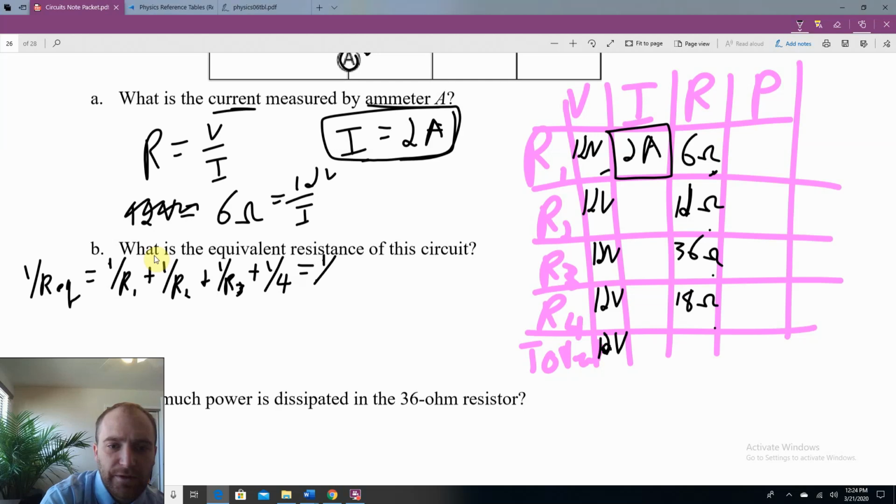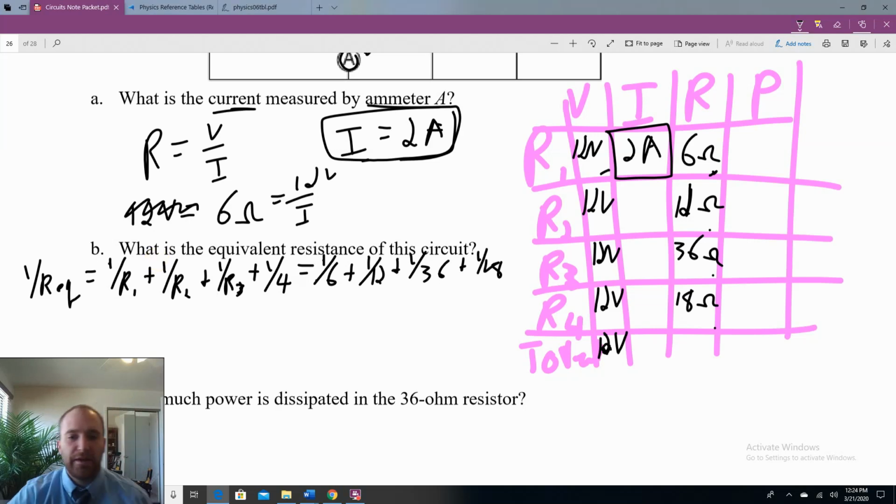1 over 6 plus 1 over 12 plus 1 over 36 plus 1 over 18. Great. So you can find a least common denominator here. It would be 36 and go from there. But again, if that's not something that you love doing, I'm going to do it the calculator way. I'm just going to add all of these fractions in my calculator and see what it gives me.